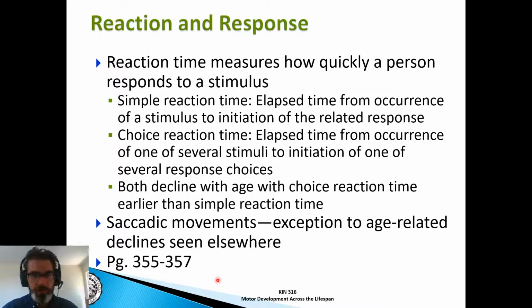There are different types of reaction time that we should talk about though. So simple reaction time is the one that I just described, where there is some elapsed time from occurrence of a stimulus to initiation of a related response. So it's one-to-one. I see the light, I hit the button. Choice reaction time is different. Now I have to choose between two different responses or two different inputs. So it's the elapsed time from occurrence of one of several stimuli to initiation of one of several response choices. Say I had a green light and a red light, and depending on which of those lights flashed I had to hit one button or another, or not hit a button.